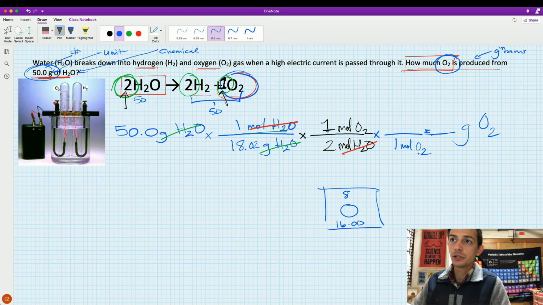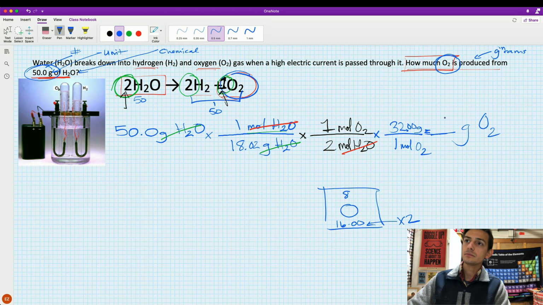But because O2 has two atoms of oxygen in it, 2 of them bonded together, I have to actually multiply that number by 2. So the answer to the molar mass of oxygen gas is actually 32 grams per mole. So 32 grams of oxygen. I now cross cancel my values again.